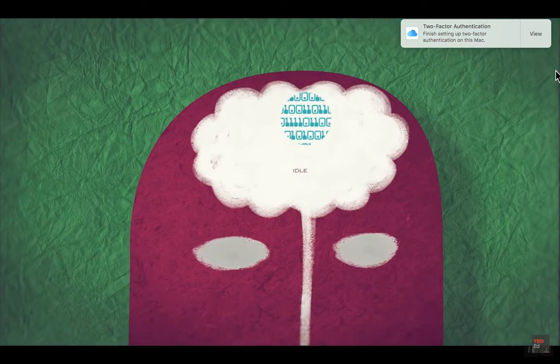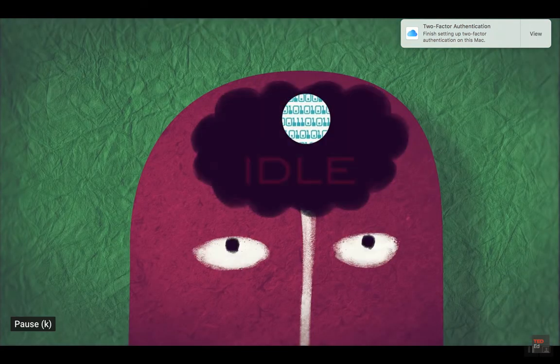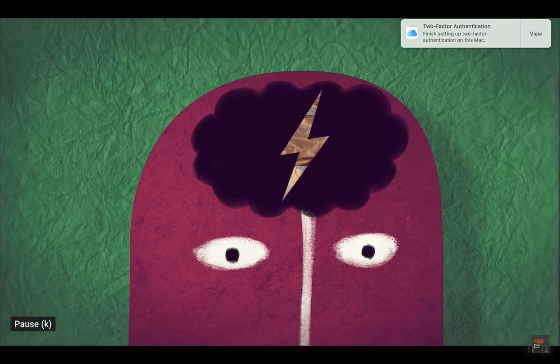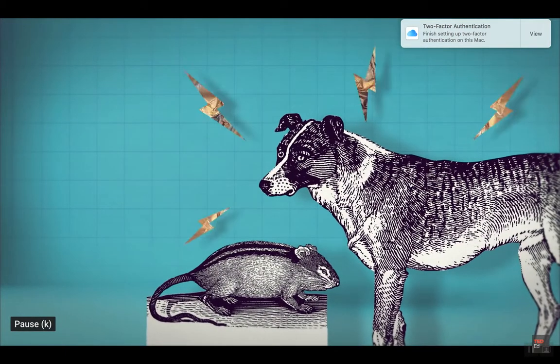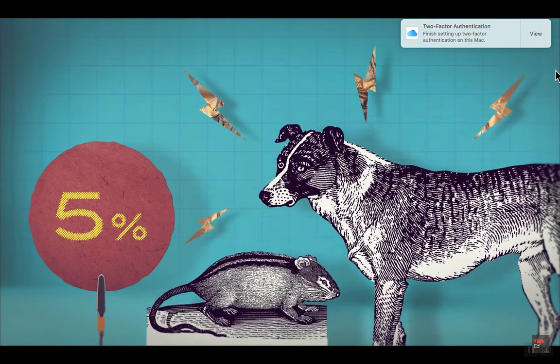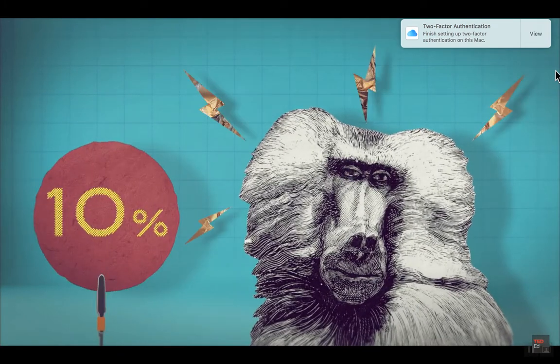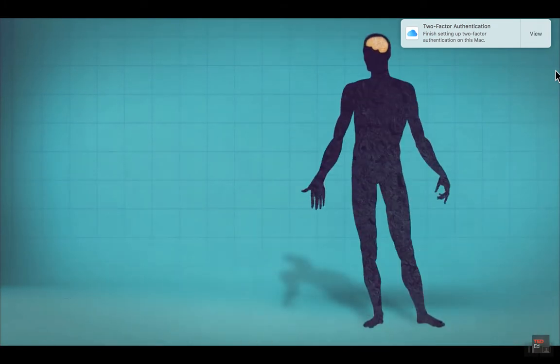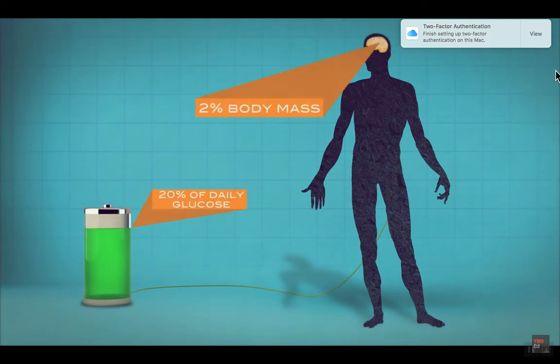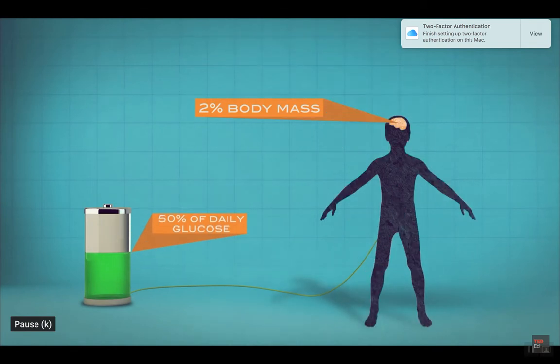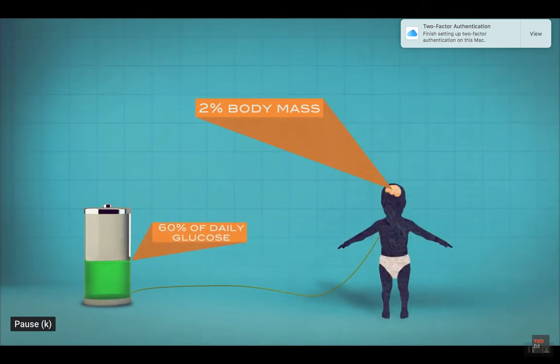The idea that 9/10 of your brain sits idly by in your skull looks silly when we calculate how the brain uses energy. Rodent and canine brains consume 5% of total body energy. Monkey brains use 10%. An adult human brain, which accounts for only 2% of the body's mass, consumes 20% of daily glucose burned. In children, that figure is 50%, and in infants, 60%.